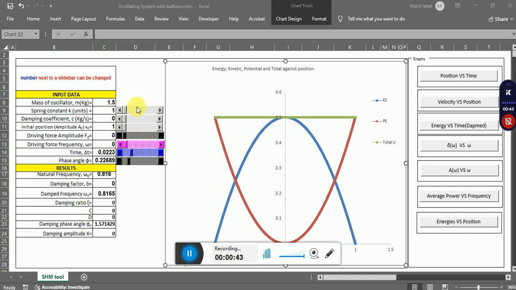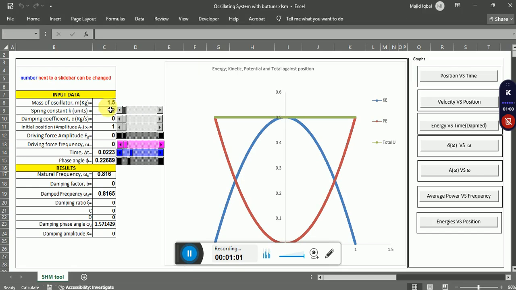There are scroll bars from which I can change the value of these parameters, like the spring constant. The value of the spring constant is 1 unit. I can change this by scroll bar. Now this is 2. I can increase it more. When I increase it, the values of some results change. By these, I can see live changes in the behavior of the oscillator.